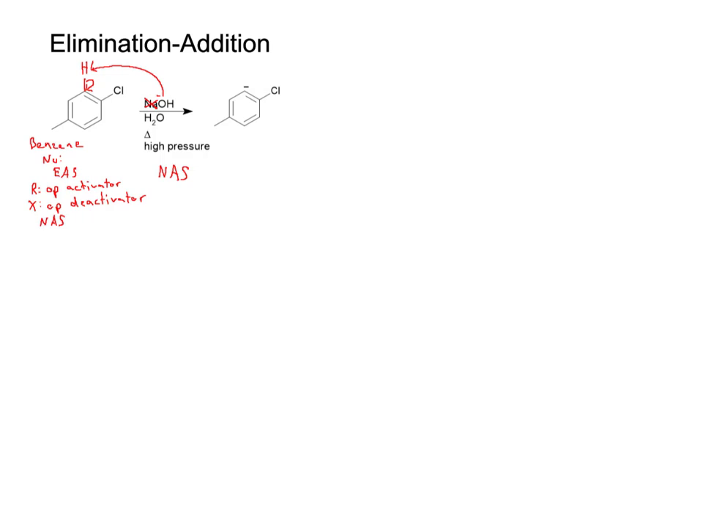So what happens is the negative charge forms a triple bond between these two carbons, and when we do that, we kick off this chlorine leaving group. That gives us this structure called a benzyne. It's a benzene ring, but with a triple bond. A few slides ago, for elimination-addition, we saw that there were two products. So why is that?